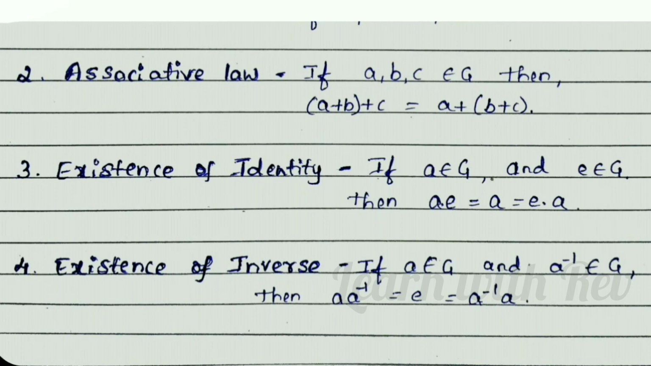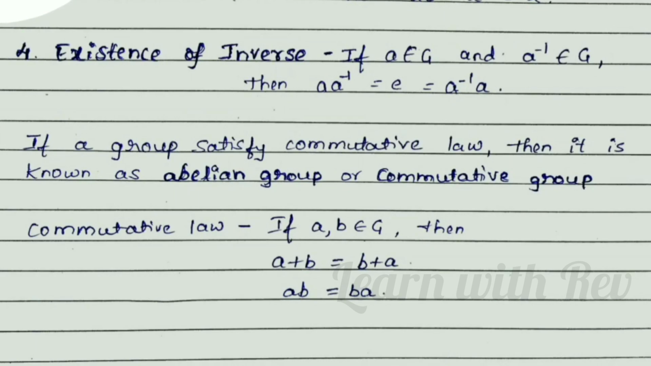Next, fourth one, existence of inverse. If A belongs to G and A inverse belongs to G, then A into A inverse is equal to E is equal to A inverse into A. So these are the four properties which should be satisfied for a group. If a group satisfies commutative law, then it is known as abelian group or commutative group.